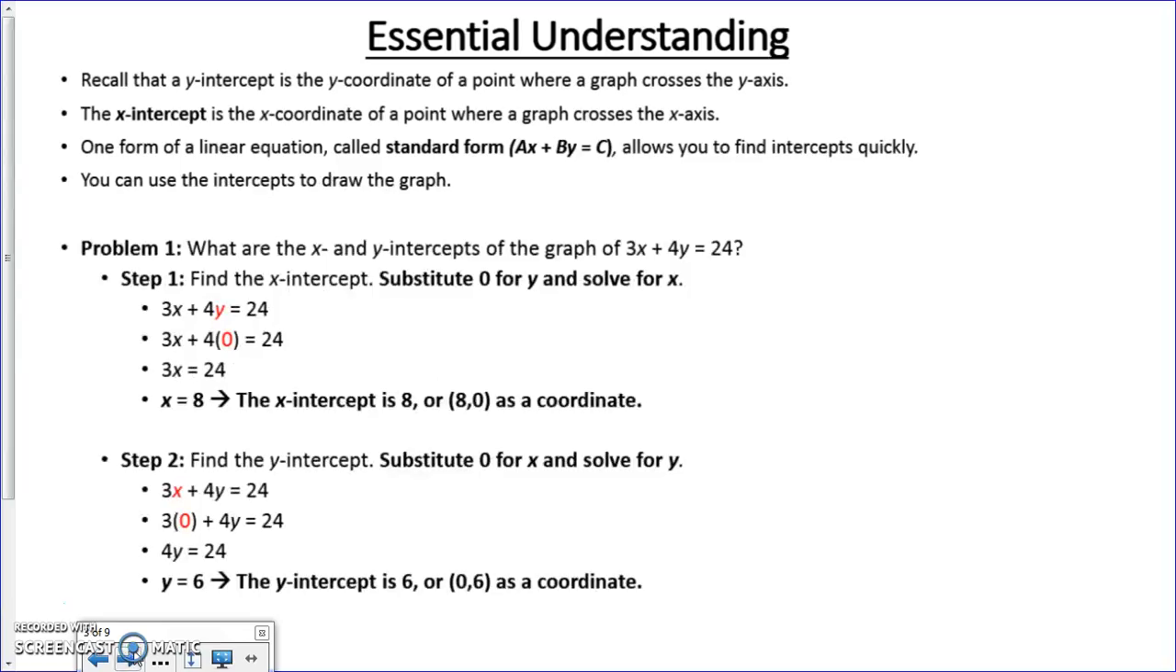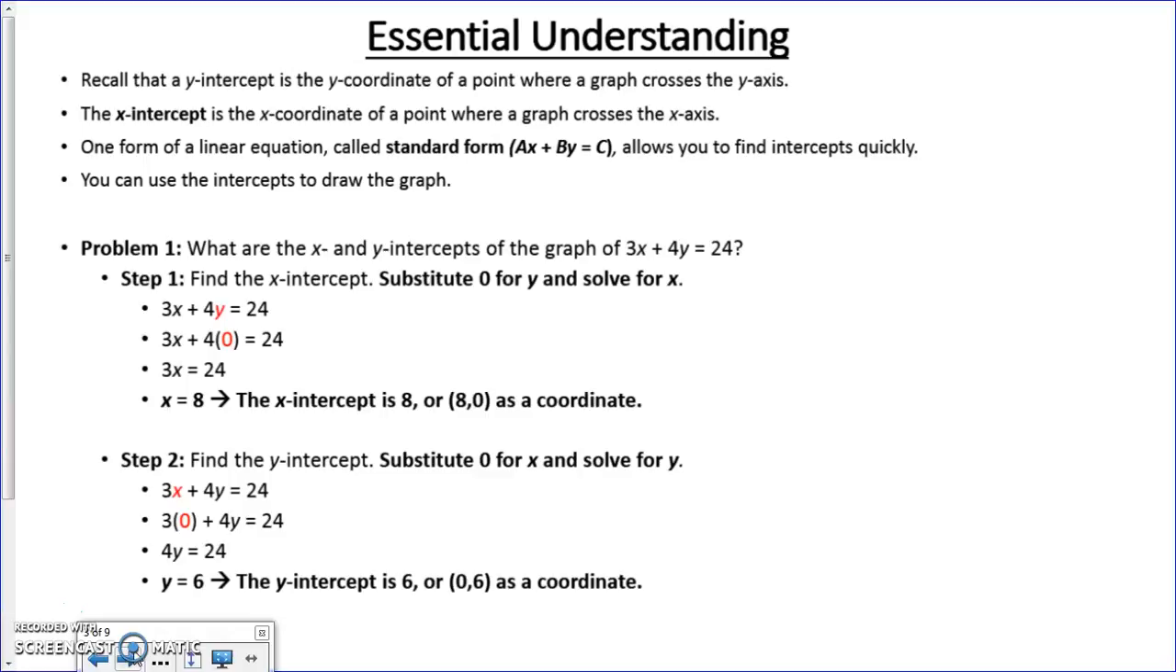Essential understanding. Recall that a y-intercept is the y-coordinate of a point where a graph crosses the y-axis. The x-intercept is the x-coordinate of a point where a graph crosses the x-axis. One form of a linear equation called standard form allows you to find intercepts quickly. You can use the intercepts to draw the graph.